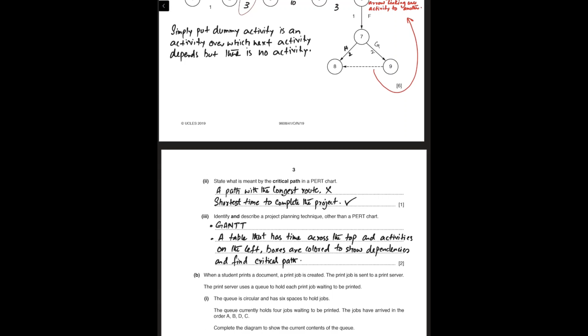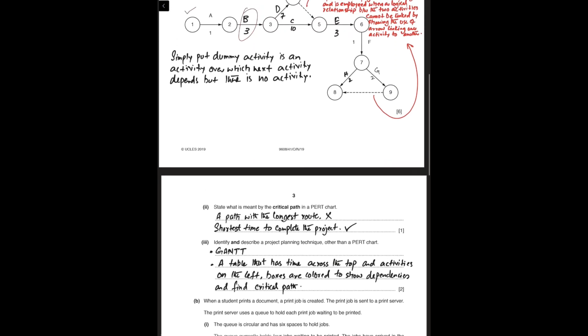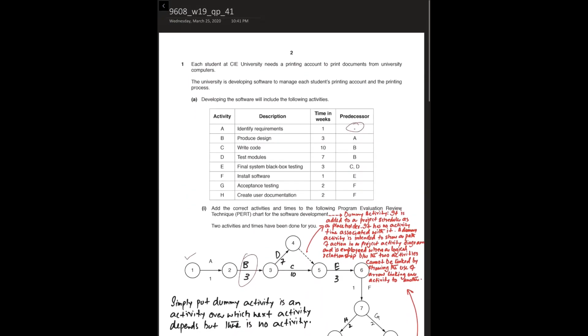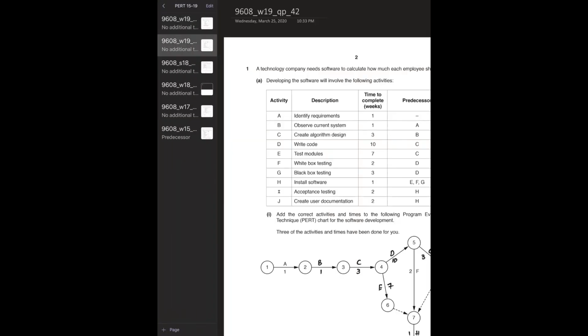What Gantt is we will be covering in another lecture, but over here let's have the definition of it. It is a table of squares or boxes that has time across the top and activities on the left. Boxes are colored to show dependencies and find the critical path. So the critical path can also be found using a Gantt chart, but that is for another lecture. So this was the question. Let's take the next question.